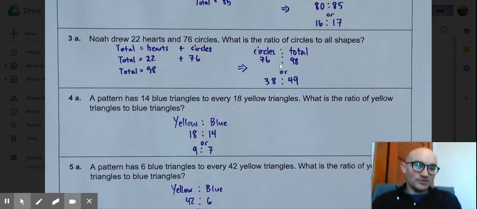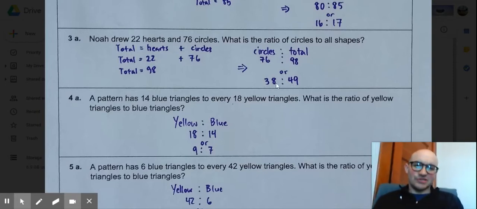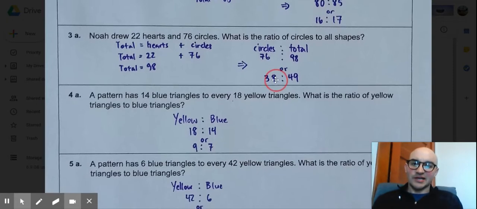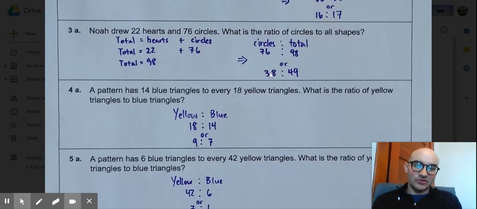These are both multiples of 2, so 76 divided by 2 is 38, 98 divided by 2 is 49. And even though you might think these numbers can be simplified, they're kind of large numbers. 38 is made up of the two factors 19 and 2, and 49 is only made up of the factors 7 and 7. So those don't have any overlapping or common factors, so we cannot simplify that any further.